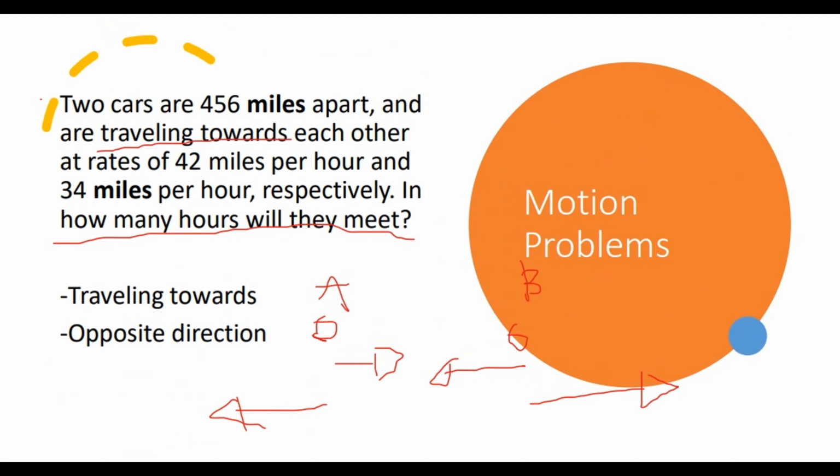For example, traveling towards, opposite direction, and particularly the units. Since this problem is all in miles and per hour, we don't need to convert. So those are the things that we need to consider in solving motion problems.